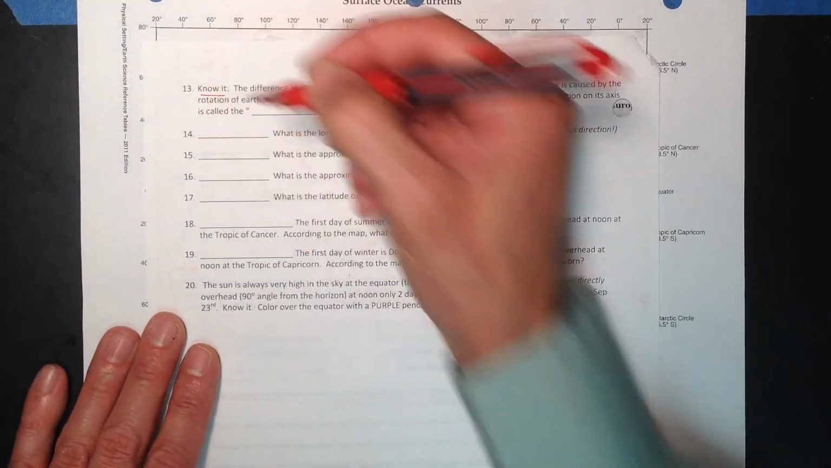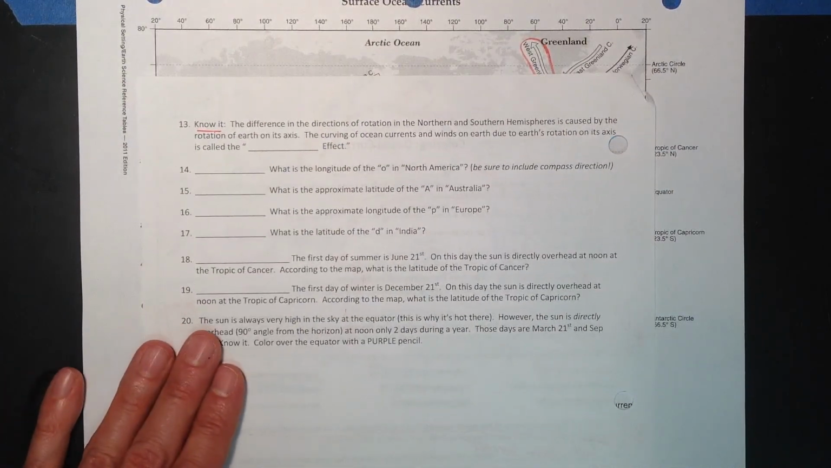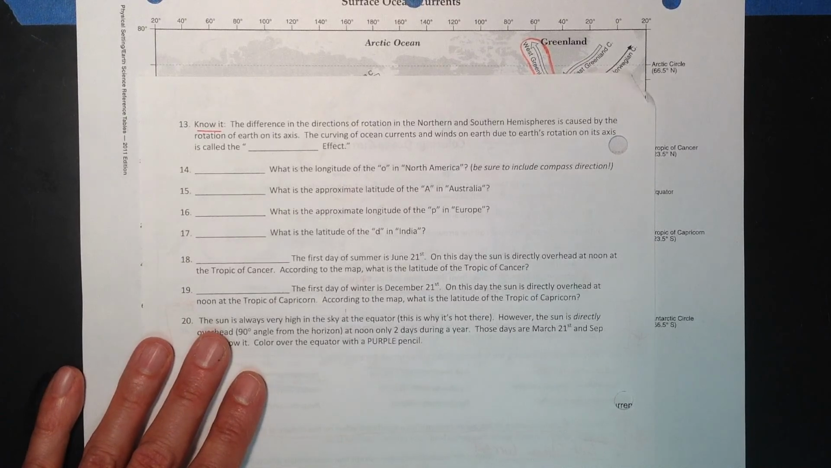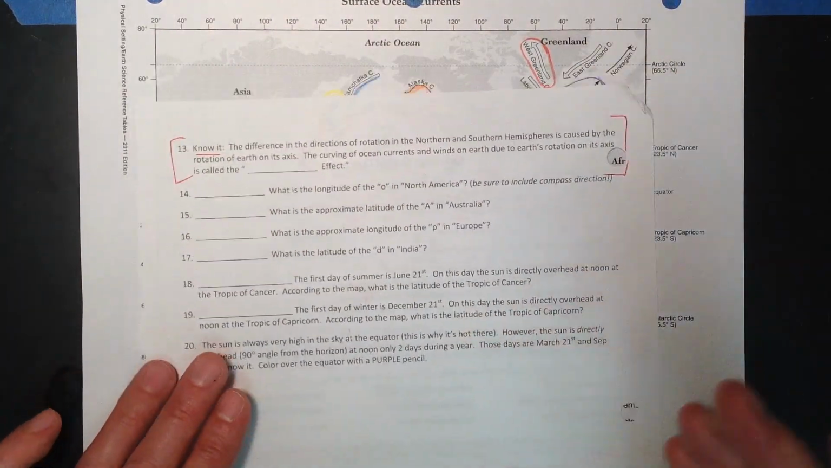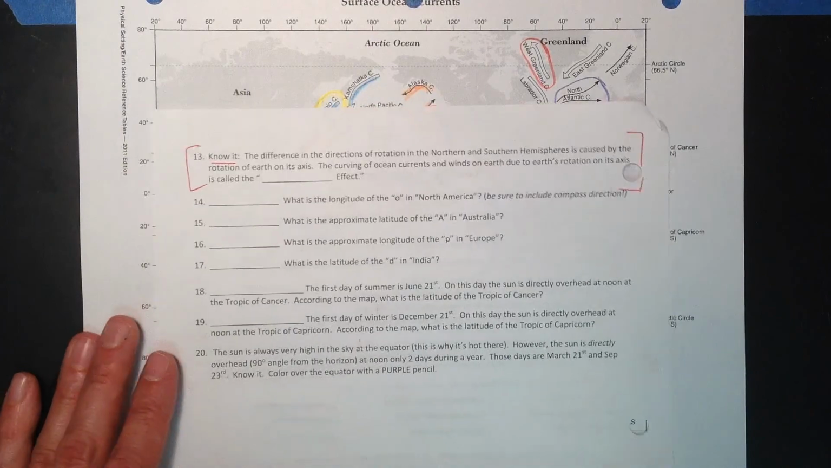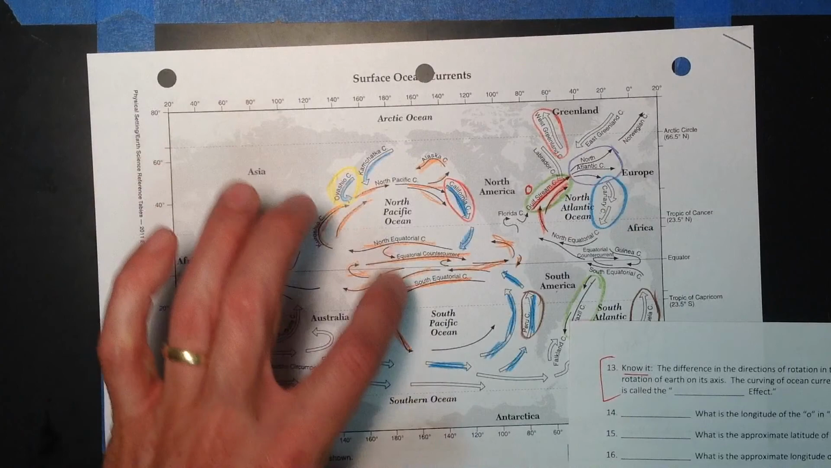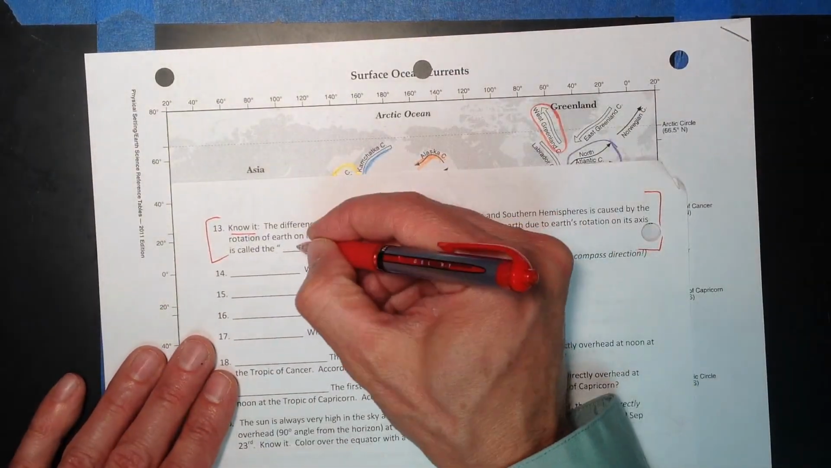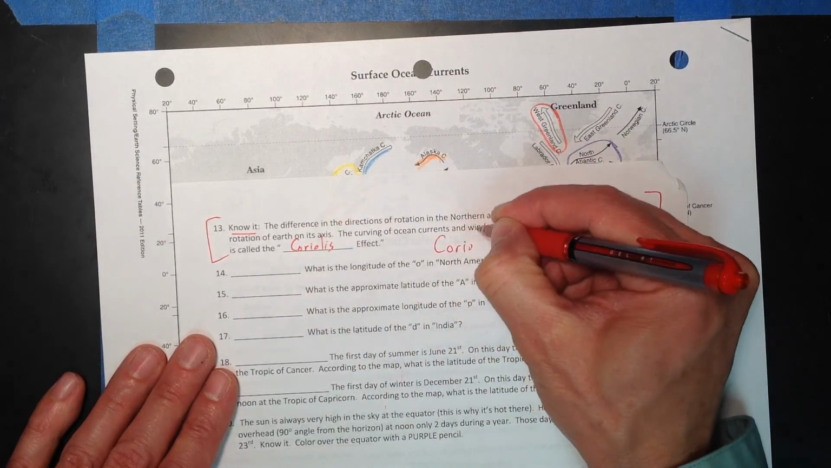Oh, another know it one. That's important. The difference in the directions of the rotation in the northern and southern hemisphere is caused by the rotation of Earth on its axis. The curving of ocean currents and winds on Earth due to Earth's rotation on its axis is called the blank effect. Okay? If you don't remember that from the beginning of the year, it curves winds. We do it with winds usually during weather. But it also makes the ocean currents rotate in different directions here and here. And that, my friends, if you don't remember it, is the Coriolis effect. I'll write it even larger, Coriolis effect.